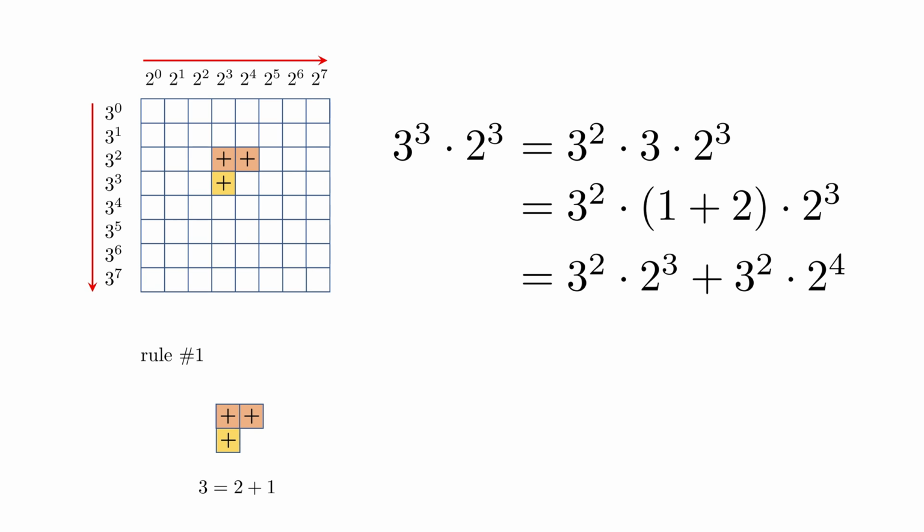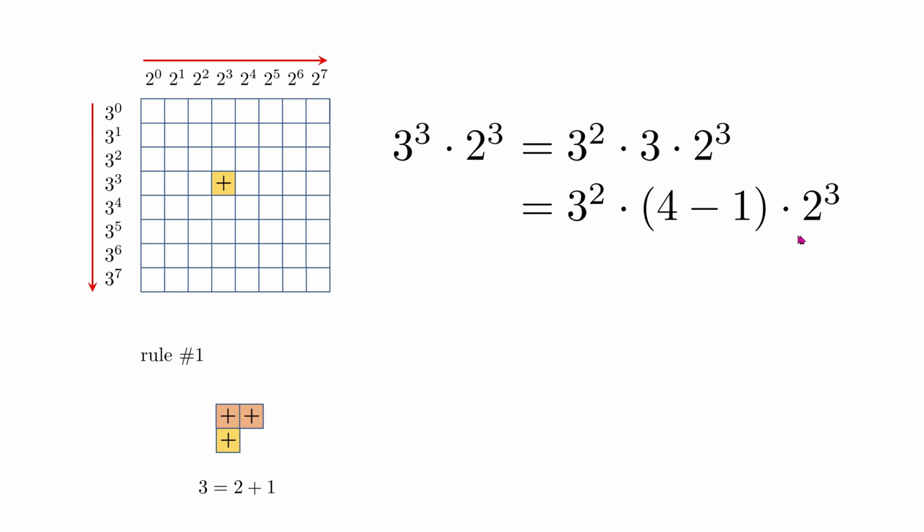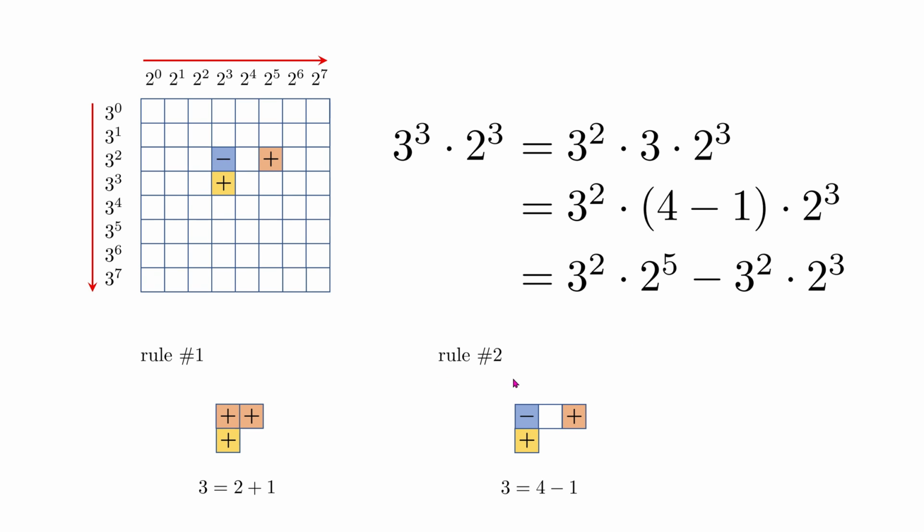We can also have another substitution. Let's start from the same bit, again 3 to the power 3 multiplied by 2 to the power 3. Again, we are separating 3 from this term. This time, we substitute 3 by 4 minus 1. Again, when we multiply everything, we get our result. So now we have converted our initial bit into the difference between two bits presented here. So this is another rule, rule number 2, which is based on the transformation that 3 is equal to 4 minus 1. Basically, that is what we did here.